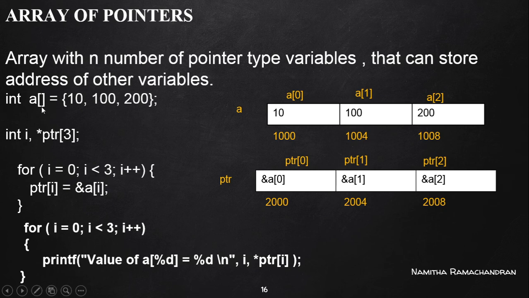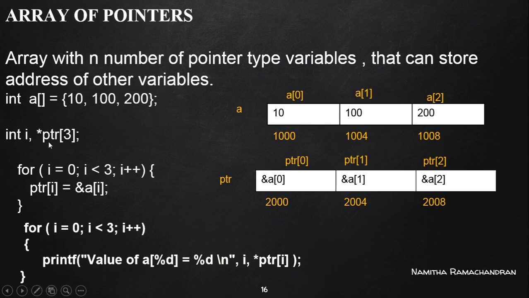Here we have one integer array A with three different integers like 10, 100 and 200, right? And also here we have one more array, an array with three integer type pointers. So PTR is a pointer type array, or array of pointers, with three locations, or size 3. That means it can store the addresses of 3 integer variables. From this it is clear that PTR is a pointer array of type integer with size 3. So these pointers can store the addresses of 3 integer variables.